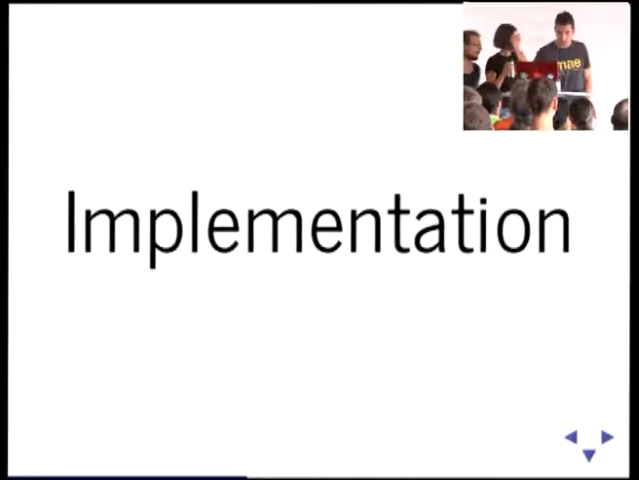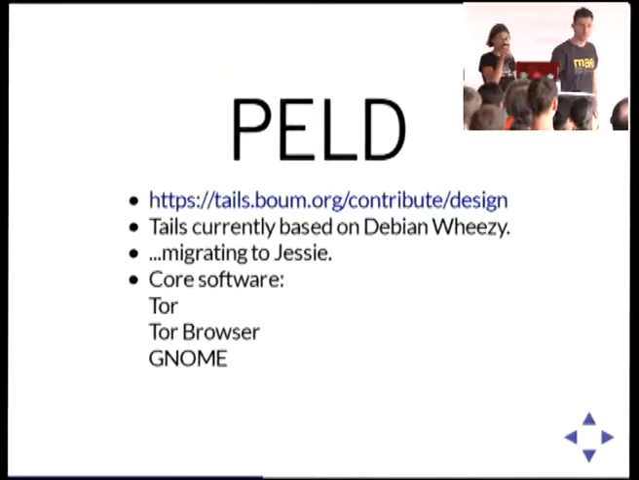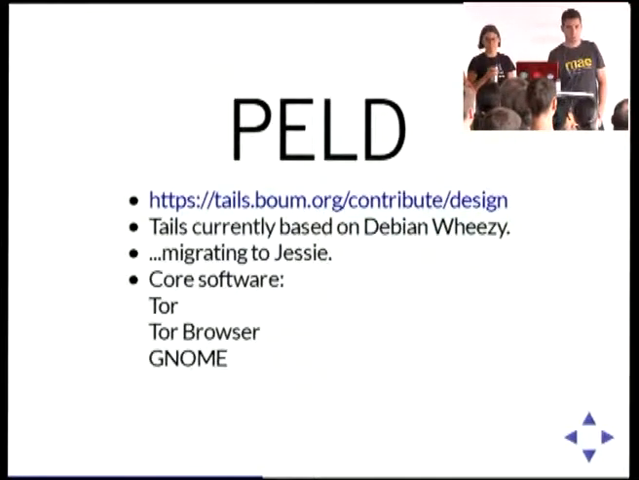So, talking about the implementation, we have to say that Tails is an implementation, or at least the first implementation, of a design that we have called a privacy enhancing live distribution. You can find it at that link. The idea with that document was to define a set of features that any distribution that would like to enforce security, privacy and anonymity for the user would have to have. As I said, Tails is the first implementation of this document.